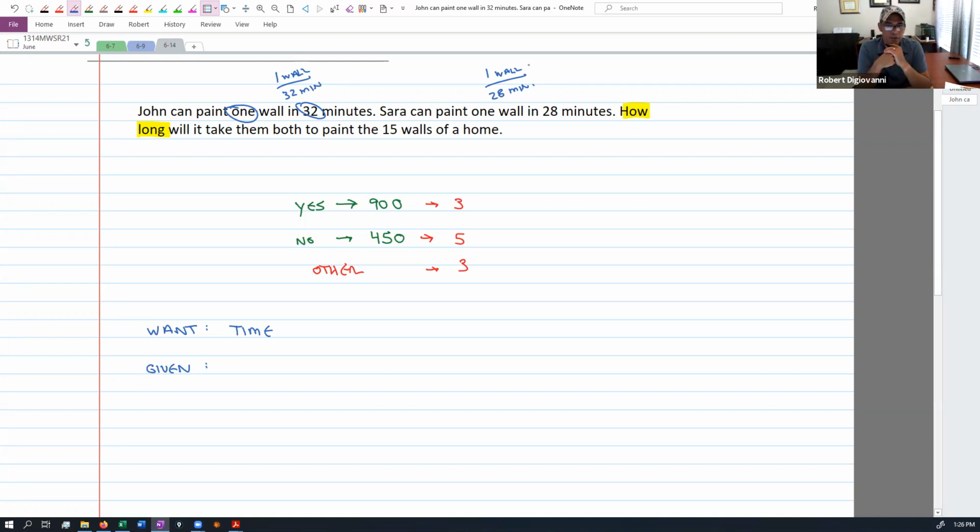This is the tricky part. Any ideas here? See, this problem is not as easy. It would be a lot easier if it was just John, right? If it was just John, then you would just do 1 wall in 32 minutes. Or you could do 32 minutes in 1 wall.